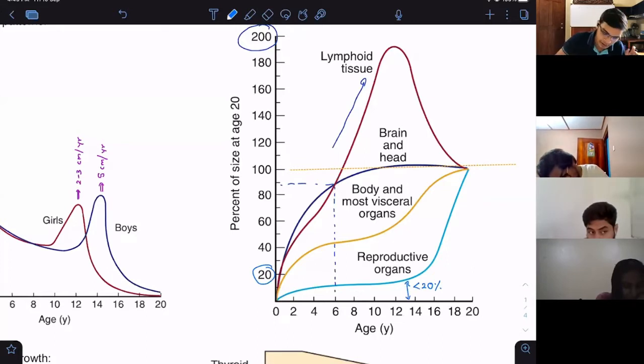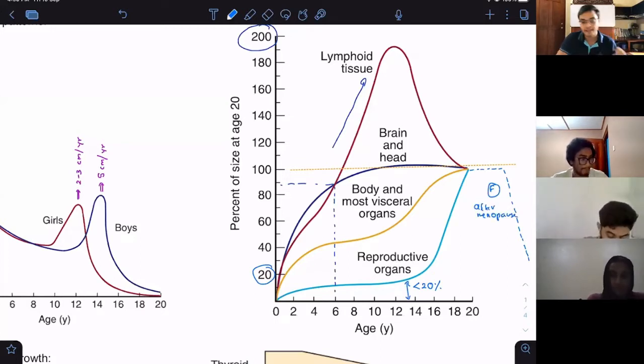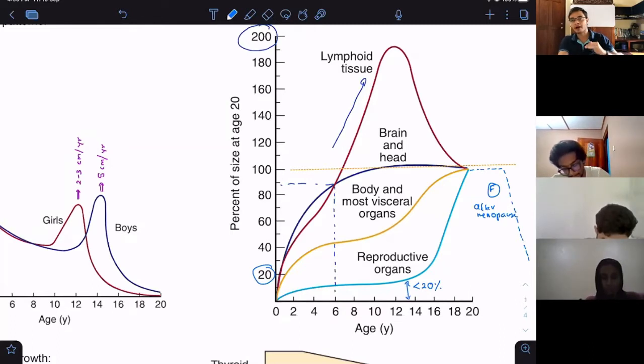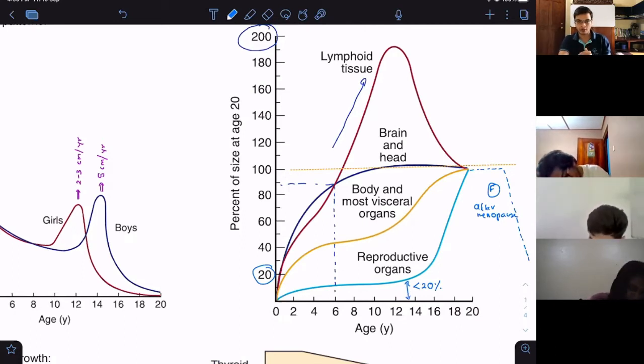Here, guys, an important thing. You all can draw a dotted line like this, extending from this blue graph, and draw something like this. What is this? This is for females, guys. For females after menopause, there is a general atrophy of reproductive organs and tissues. That's after menopause. Now this graph is only until the age of 20, so that's why we drew it in dotted lines. This is after around the age of 45 to 50.